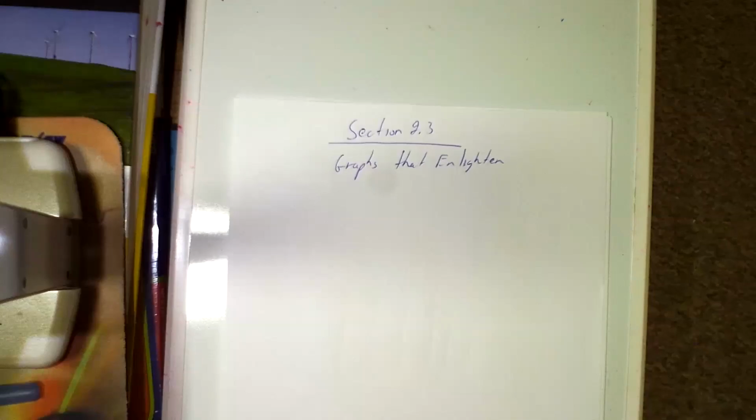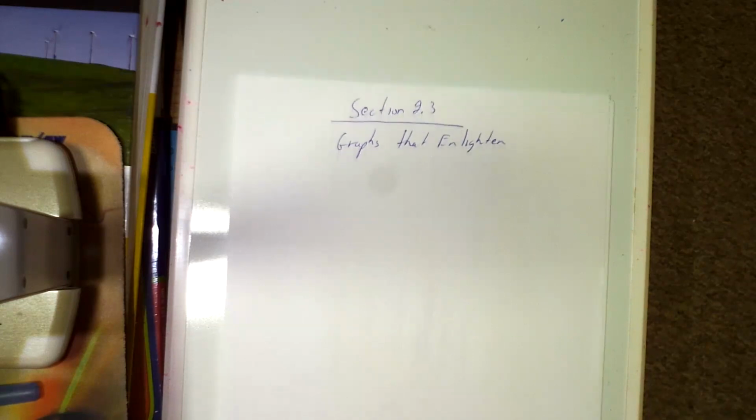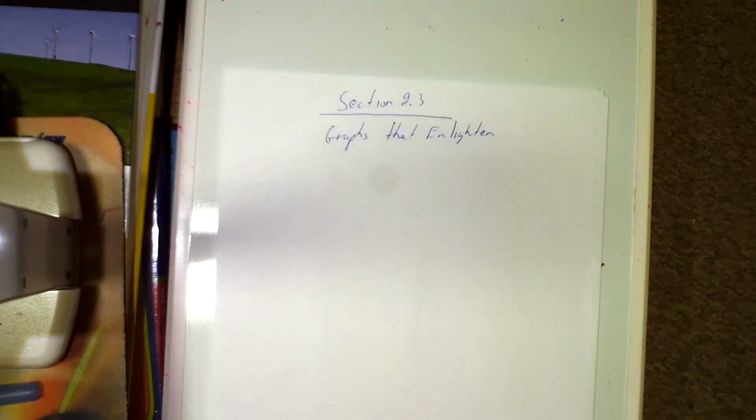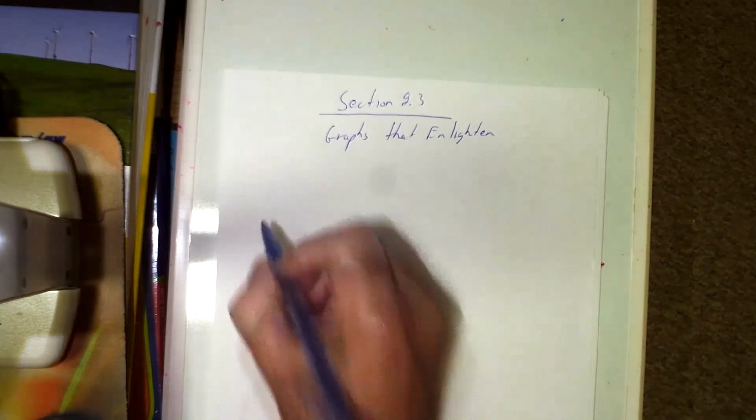Okay, class. Today we're going to cover section 2.3. The name of the section is called Graphs That Enlighten. So we're going to cover pretty much 8 types of graphs. Some that you probably have been exposed to, and some of them you've probably never seen before. Right. So the first graph we're going to start with is called the dot plot.